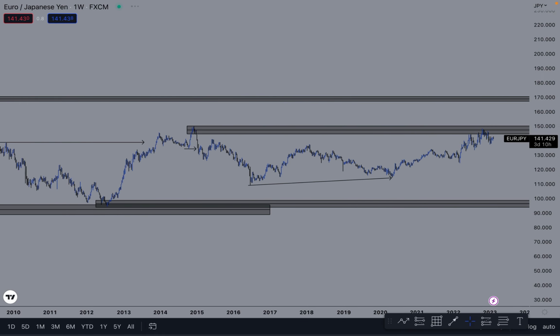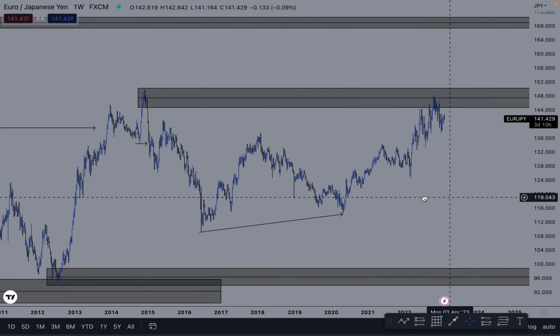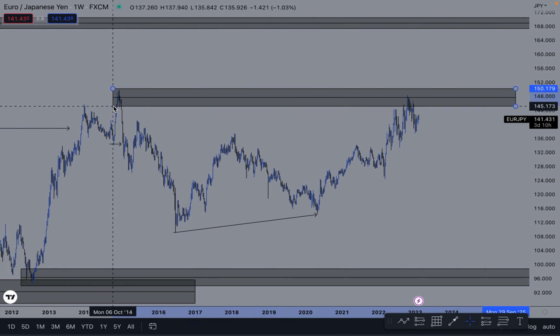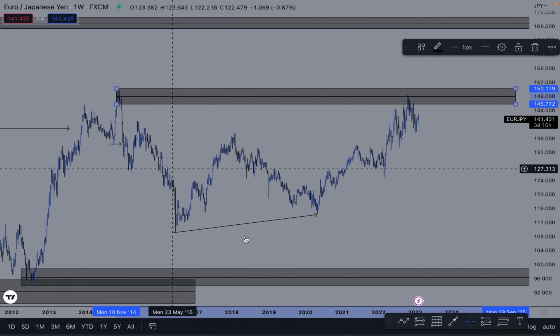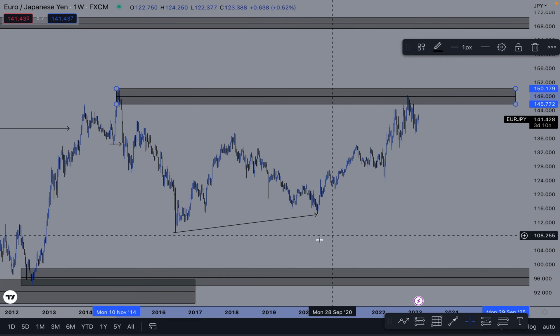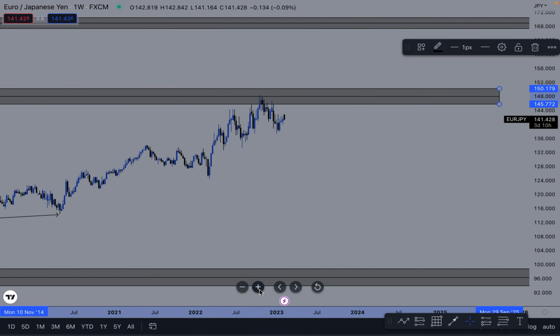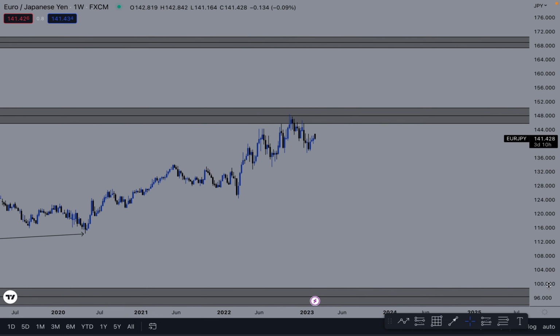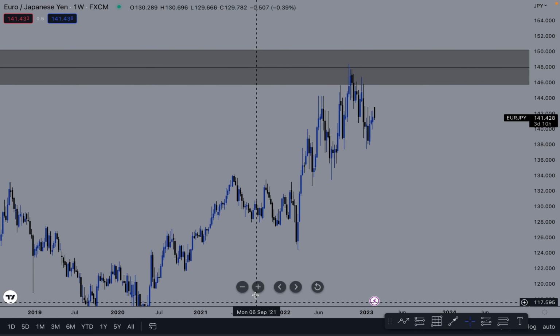Is there anything actually interesting on this weekly time frame? Is there anything apart from refining this block? Is there really anything interesting about the weekly time frame? No. Let's open this particular point.